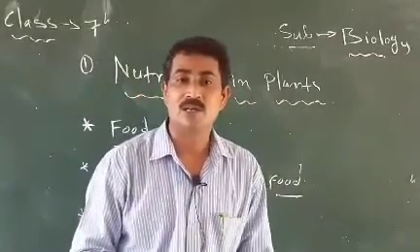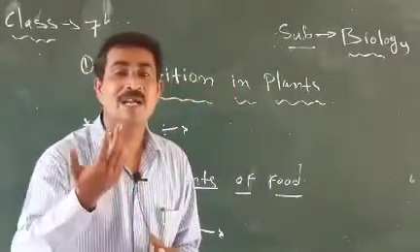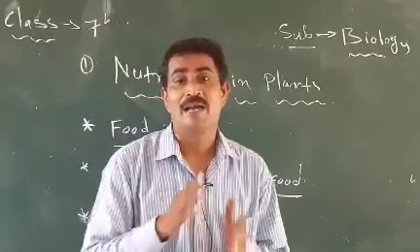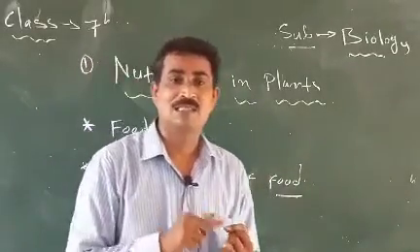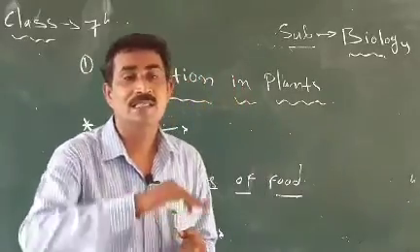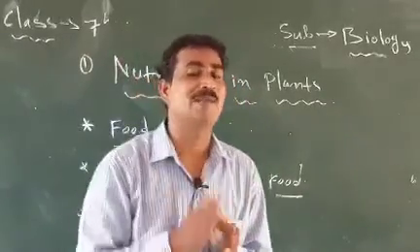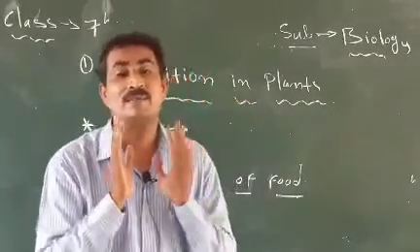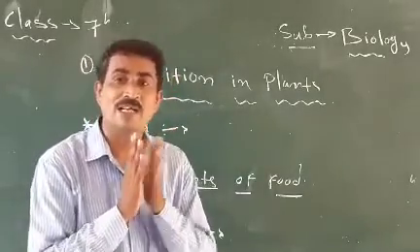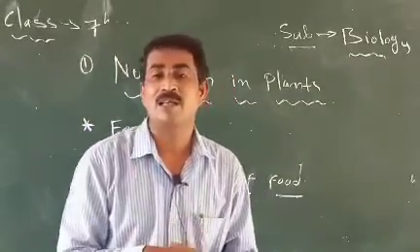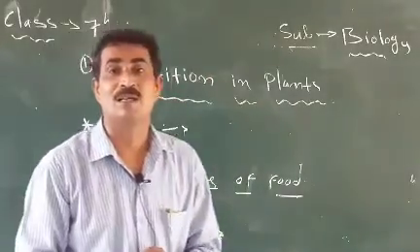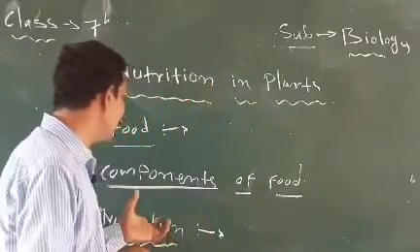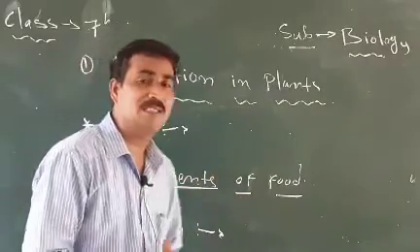Okay, next we are going to the components of food. In food we get a variety of foods: in the morning breakfast, afterwards lunch, afterwards dinner. In one day we take food 3 times, which means we take a variety of foods, and inside that variety there are different types of components available.